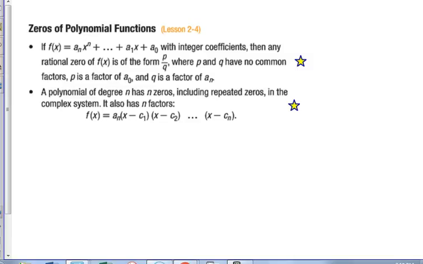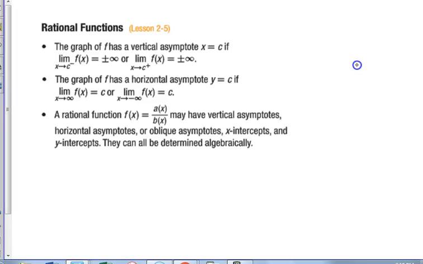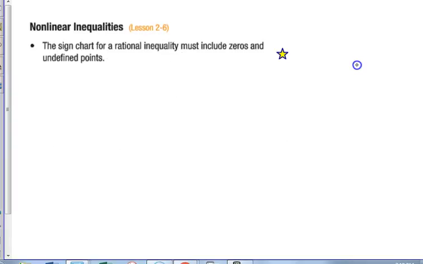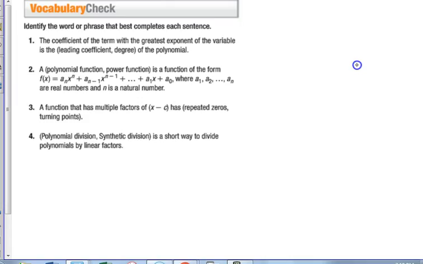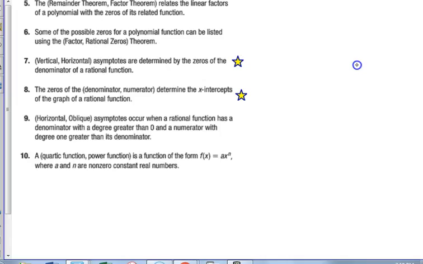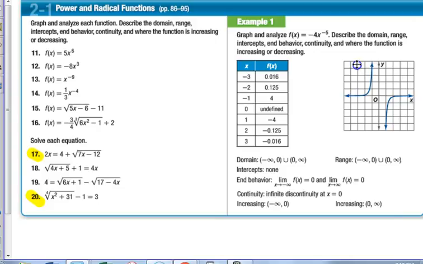This is just reviewing that, remember to find the possible rational zeros. It's the factors of the constant over the factors of the leading coefficient. Everybody good? Remember this? We'll do an example of this in a minute. Sign chart, we're going to do an example off the review of that in a second. All right. I'm going to skip those two questions.